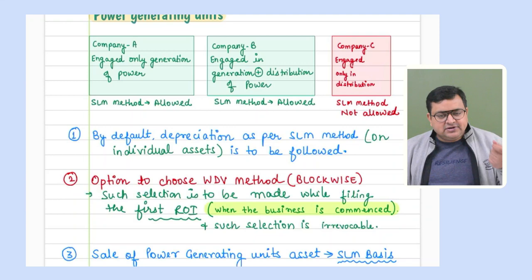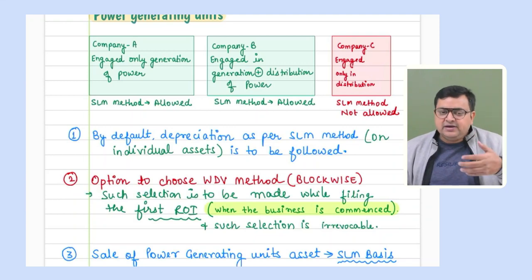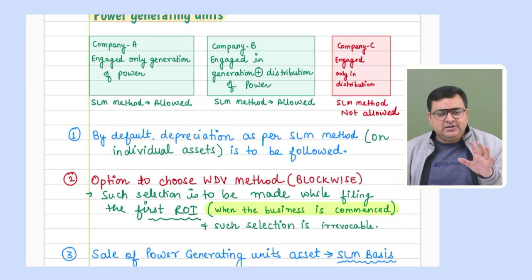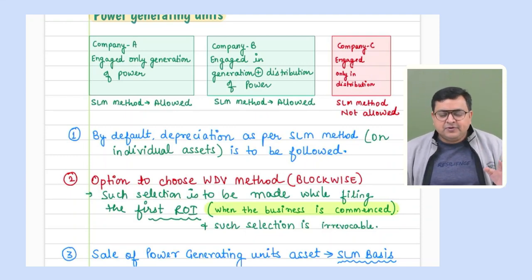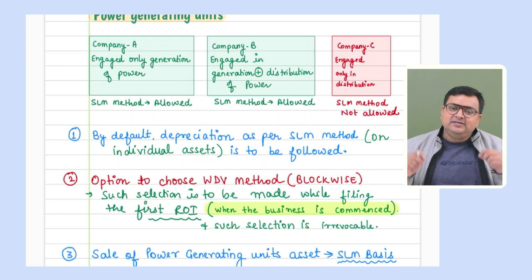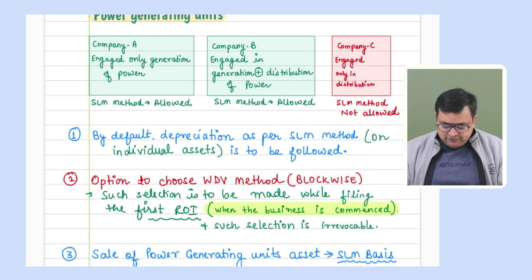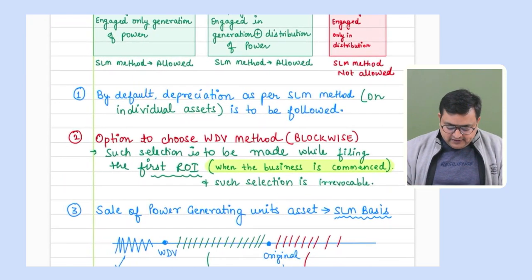If a question comes asking you to compute the depreciation as per SLM method, they will give you the rate in the question itself. So no need to worry about the rate. The rates we have done, of building 10%, 5%, 40%, or plant and machinery 15% and so on, are for the WDV method, right? They were not for the SLM method. So for the SLM method, we don't have to work out the rates. If the examiner asks you to compute the depreciation as per SLM, they will give you the rate in the question itself. So don't worry on that point, right?